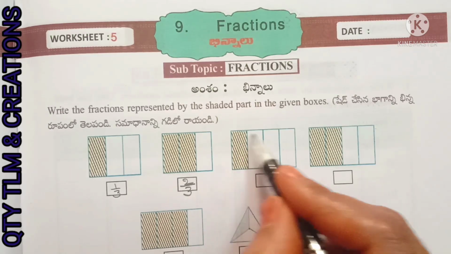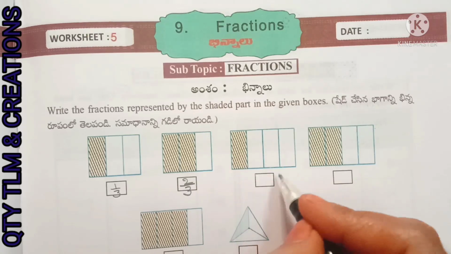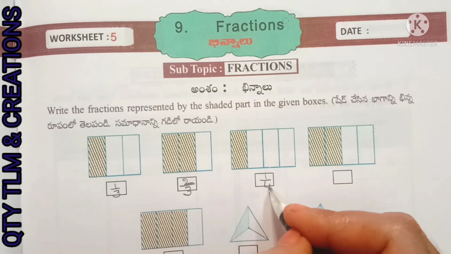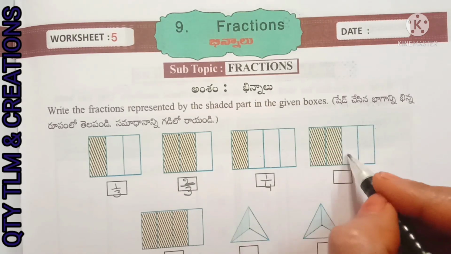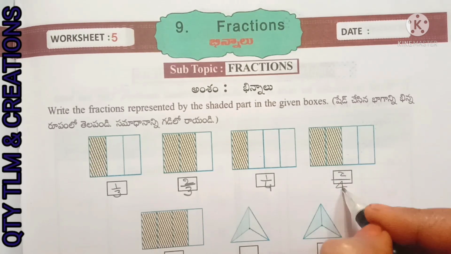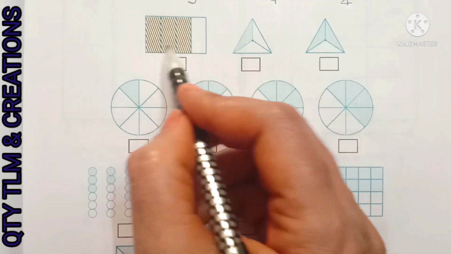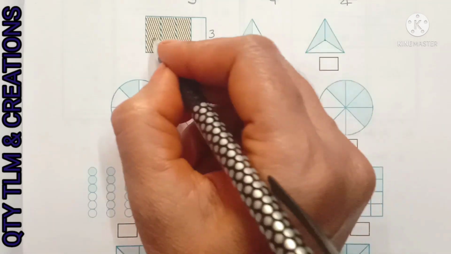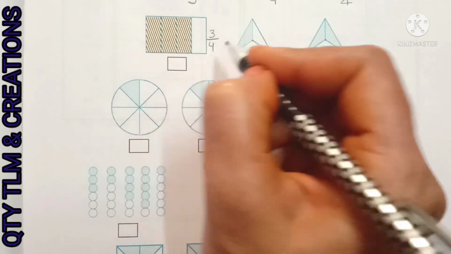Next this rectangle has been divided into 4 parts. So shaded part is 1. So 1 by 4. Total equal parts are 4. Shaded part is 1. This rectangle has been divided into 4 parts. Shaded parts are 2. 2 by 4. Next this rectangle is divided into 4 equal parts. Shaded parts are 1, 2, 3. So shaded part is the numerator and total parts are the denominator.